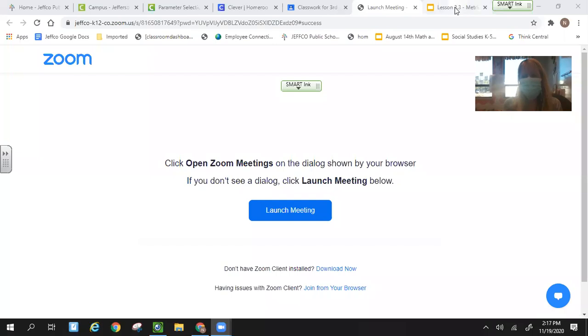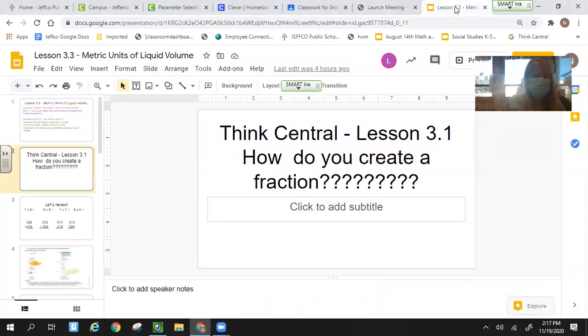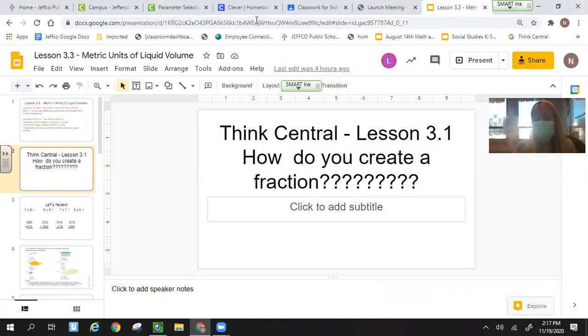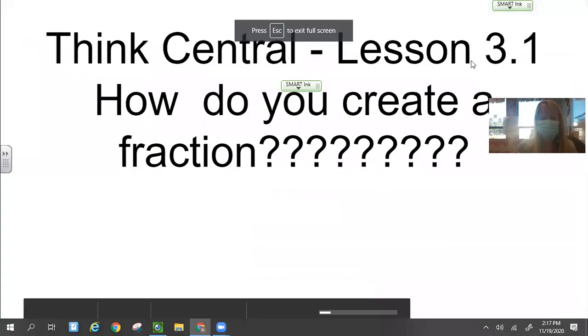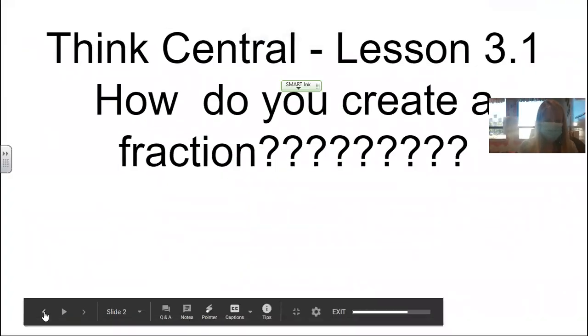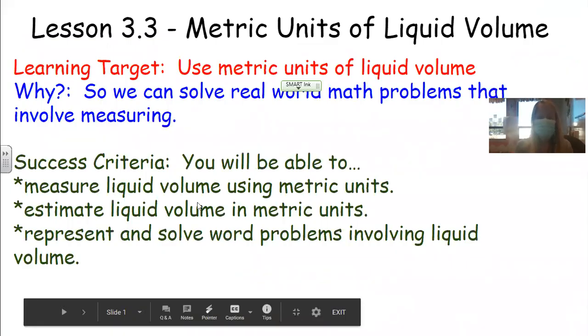So today our learning target is, and let me move. Let's start with the beginning of my lesson. Today we're going to use metric units of liquid volume.